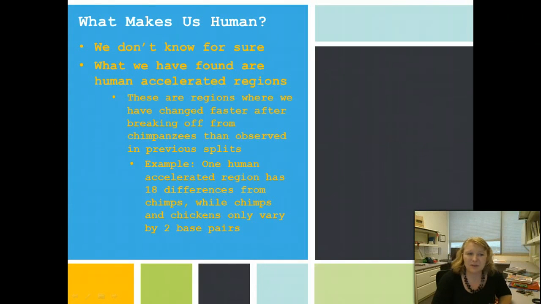We have found some regions called human accelerated regions, where after we broke off from chimps, we saw a huge amount of change. For example, there's one region where there are 18 differences between us and chimps, while chimps and chickens, remember birds split off a long time ago, only have a 2 base pair change. So that big change may be something that led to our human characteristics being very different from the chimps. But as I said, we're not entirely sure what it all means. It's really incredible to know this, and if this intrigues you, I really encourage you to continue exploring this area of research, because it's only speeding up. The more our technology improves, the better we are at understanding what these changes mean.